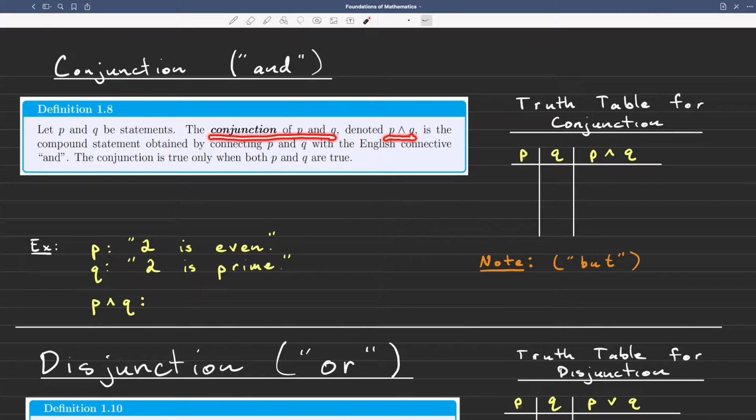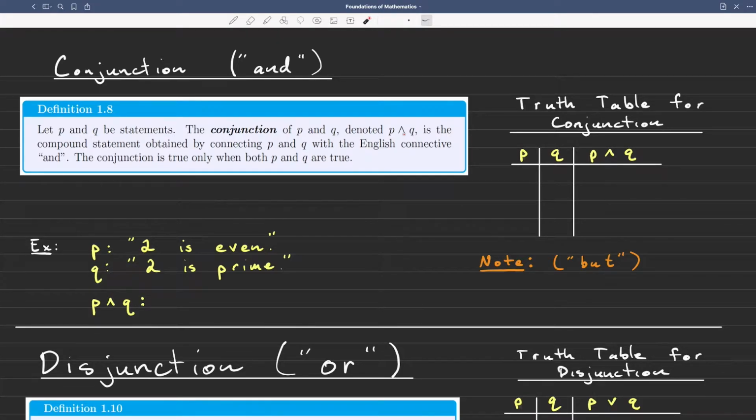A conjunction is only true when both of the individual statements involved are true. We know this from ordinary language, right? For example, if I would say roses are red and violets are blue, in order for that statement to be true, it's understood that both of those things are true. It's not one or the other or something along those lines.